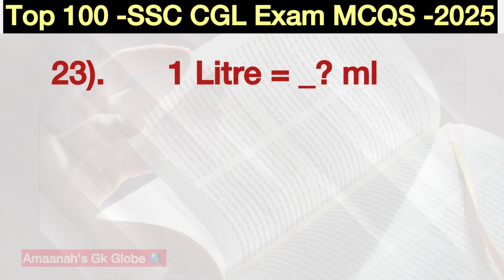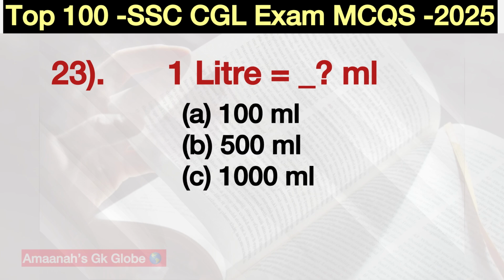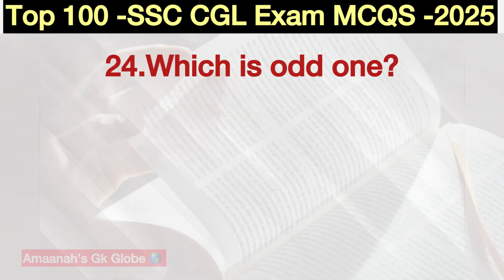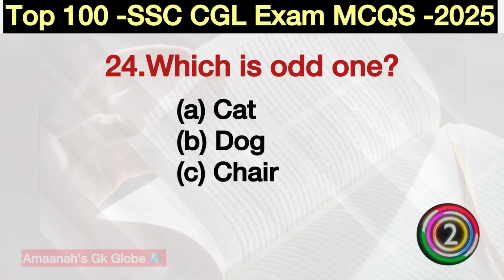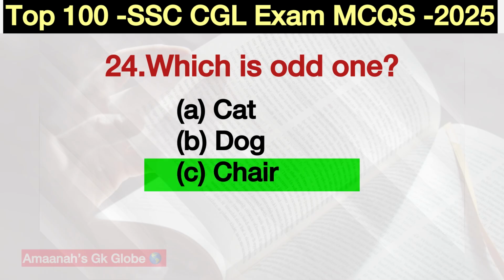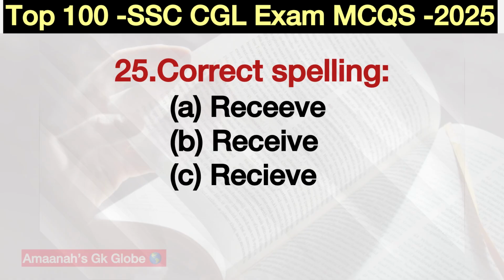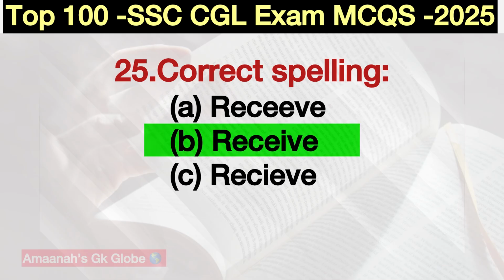Next question is 1 liter is equal to dash ml. Right answer is option C, 1000 ml. Next question is which is odd one? Option C, chair. Question number 25. Correct spelling of receive is. Right answer is option B, receive.